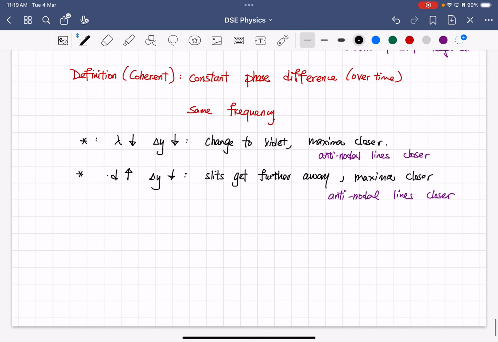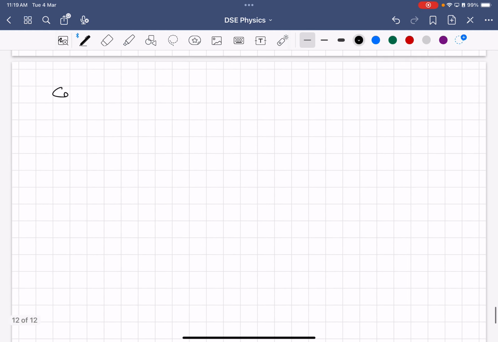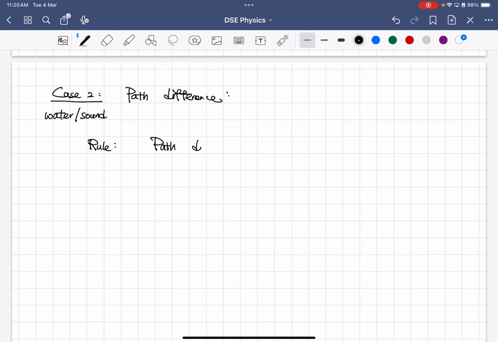Now, case 2 will be talking about path difference, which is more common when you talk about water waves or sound waves. The whole situation is described in terms of path difference. So there are some rules. For example, in DSE, you need to know that when the path difference equals 0, lambda, 2 lambda, etc., then I will have constructive interference.